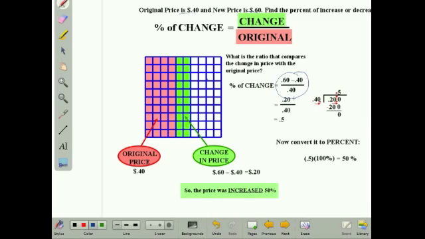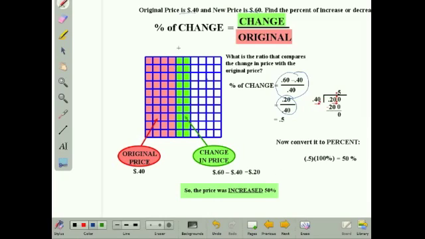I'm going to take that number and divide it by my original. So 20 divided by 40, and that gets me 0.5. If I want to convert that to a percent, it's 0.5 times 100, which equals 50%. So the price has been increased by 50%.